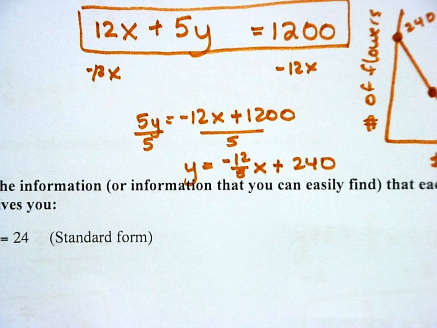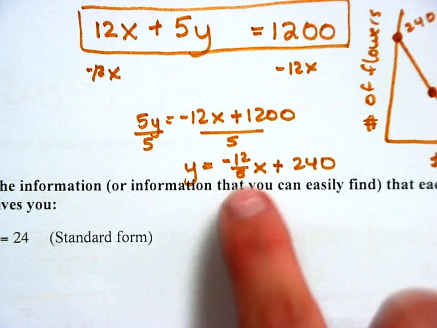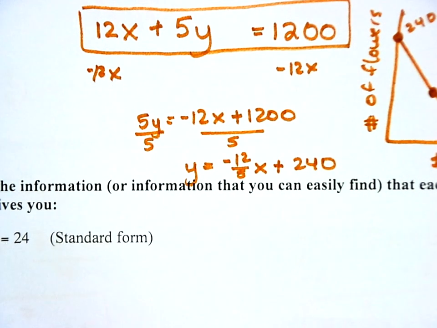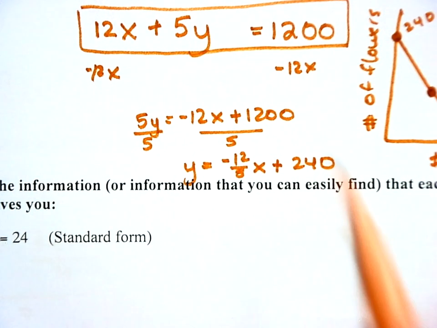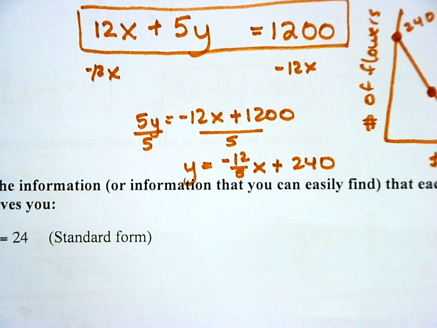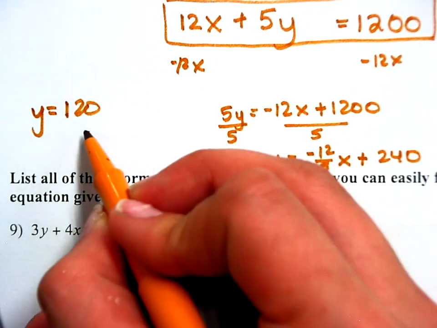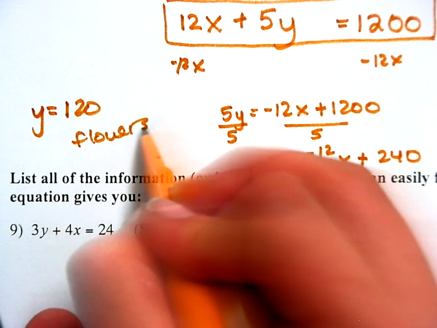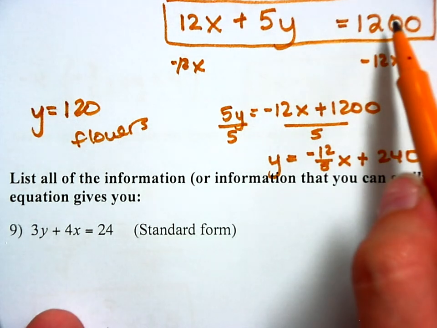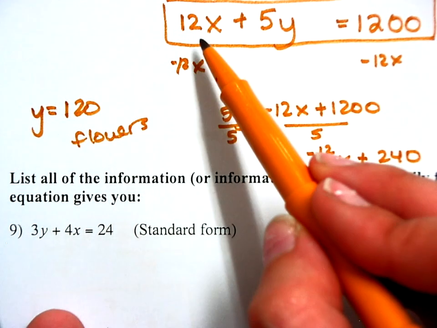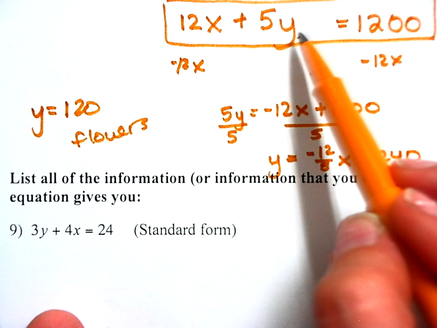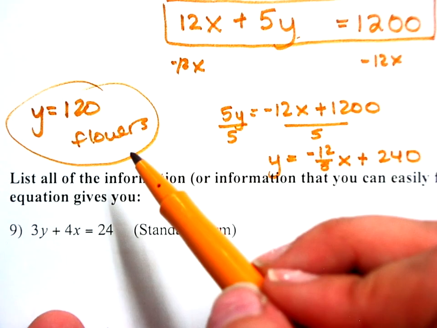So in my calculator, I'm going to do negative 12 divided by 5 times 50. That's going to give me negative 120, and then you're going to add 240. So my answer, y equals 120 flowers. So that means if they want to make $1,200 and they sell 50 tickets, they have to sell 120 flowers. That would be your answer right here.